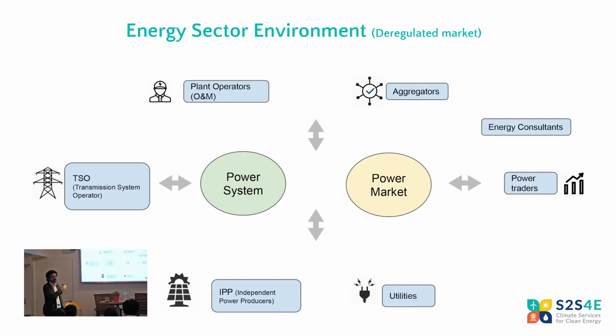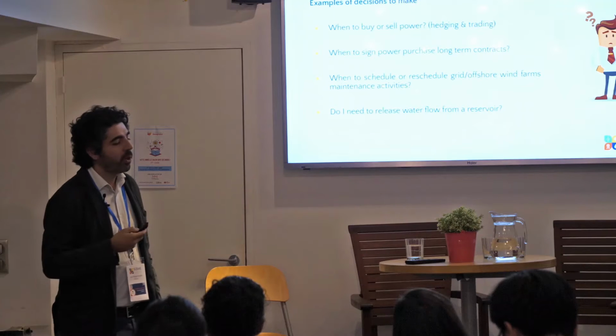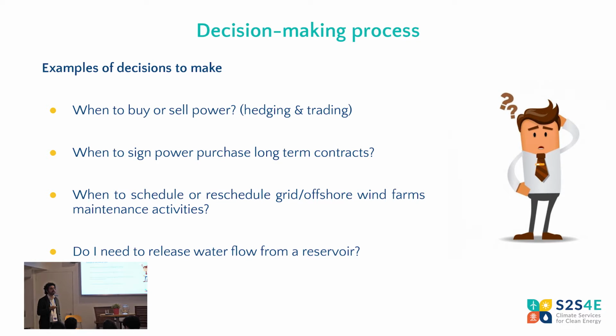For example, the transmission system operators have to interact and take decisions on the power and market systems. The independent power producers, the power utilities, and the power traders, of course, have to operate and interact in those markets. All those players need information to take decisions on a daily basis, and short-term and long-term. So the main purpose of the DST is to provide them signals and indicators to take the right decisions. For example, what are the decisions that those players have to take? Let's say, when to buy or sell power. This is about hedging and trading.